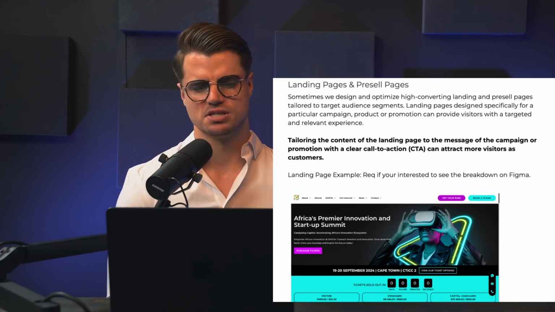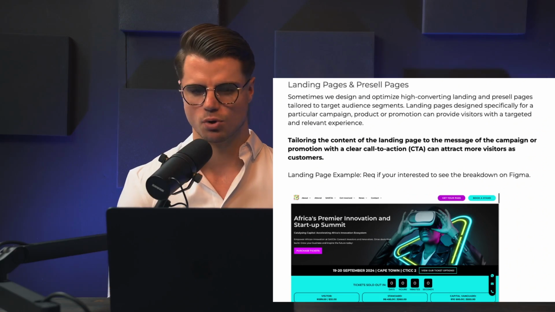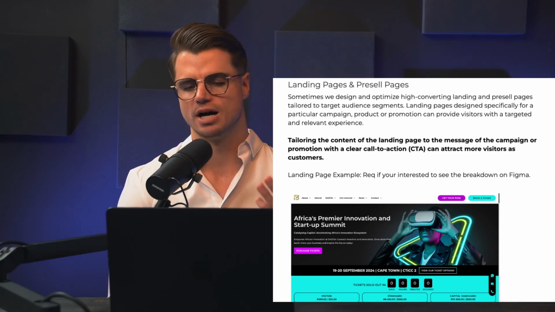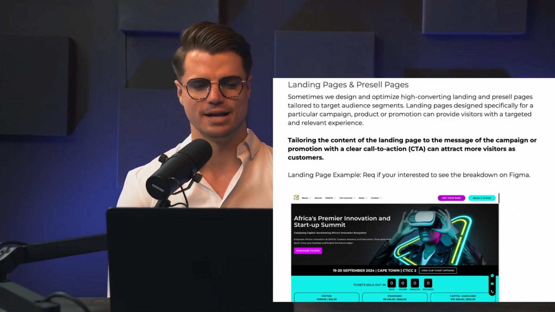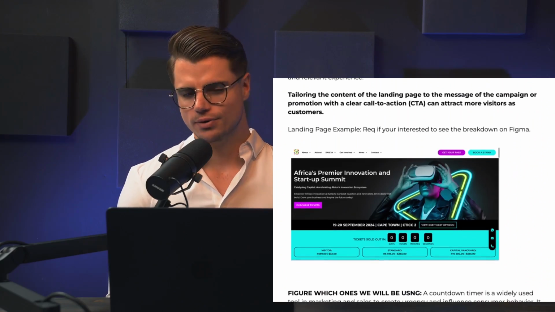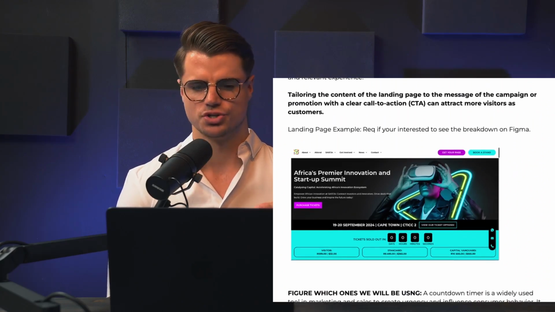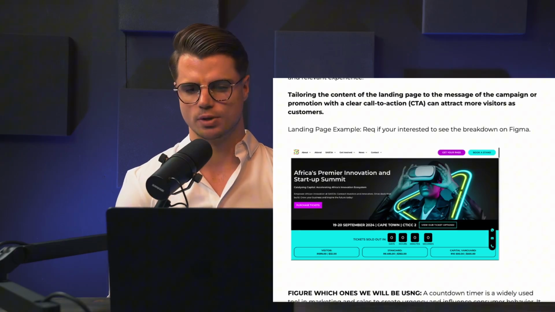Landing pages designed specifically for a particular campaign, product, or promotion can provide visitors with a targeted and relevant experience. So tailoring the content for the landing page to the message of the campaign promotion with a clear call to action can attract more visitors.